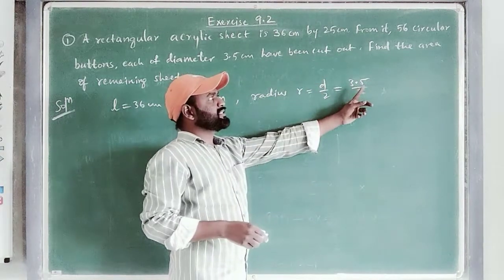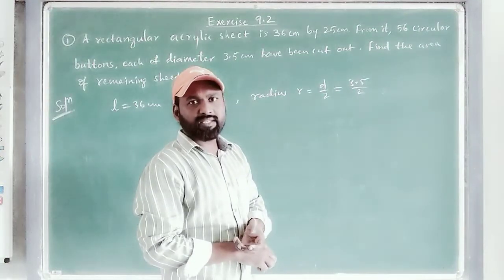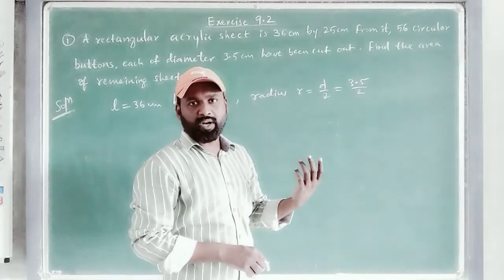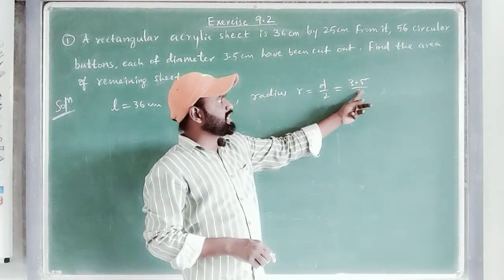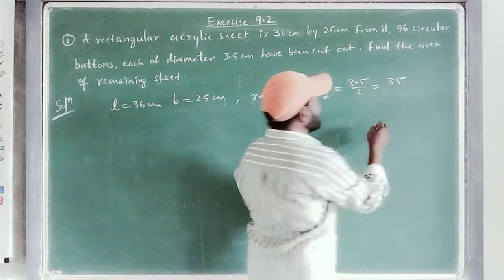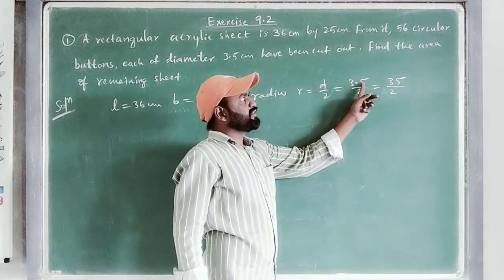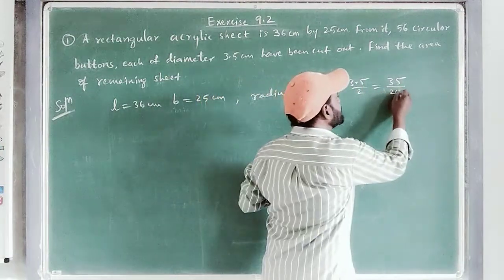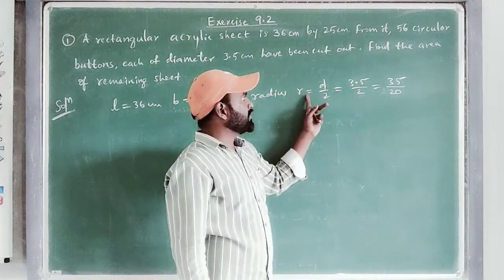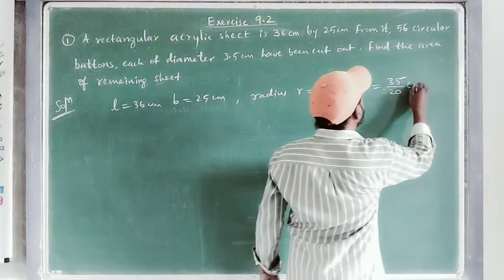Now I am writing this 3.5 by 2 as 3.5 can be written as 7 by 2. Yes or no? So half of 7 is 3.5. So 3.5 is in decimal, so I am removing the decimal. I will write 35. The 2 as it is. So after the decimal point, one digit is there, so I am keeping 10. Now the radius is how much? Instead of 3.5 by 2, I can write it as 35 by 20. Now we got the radius also.